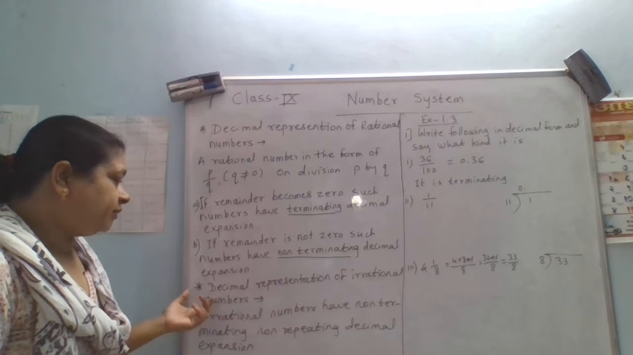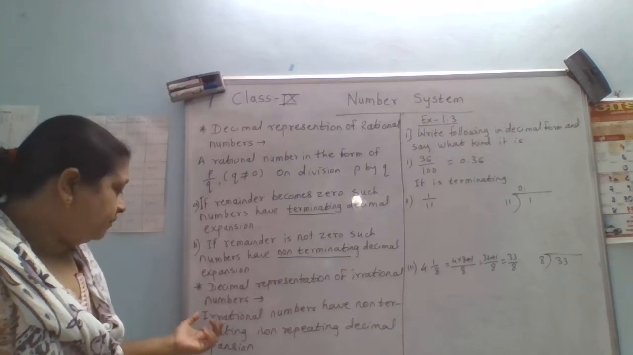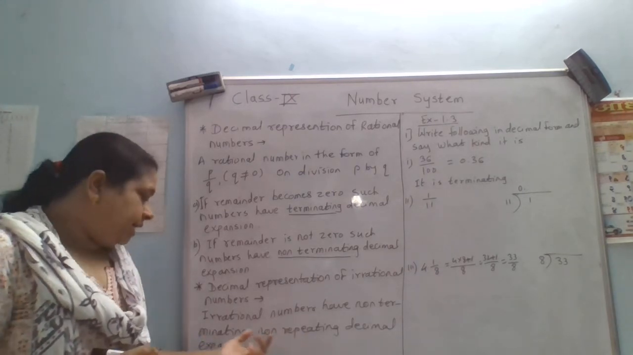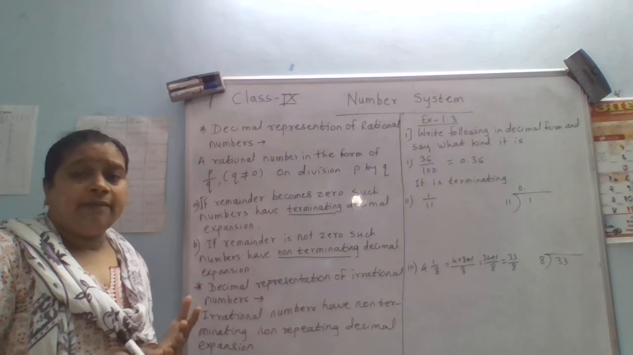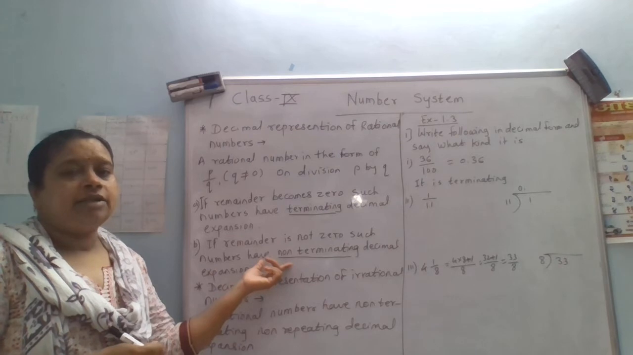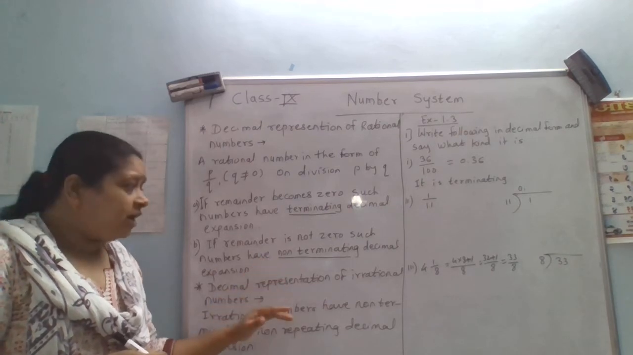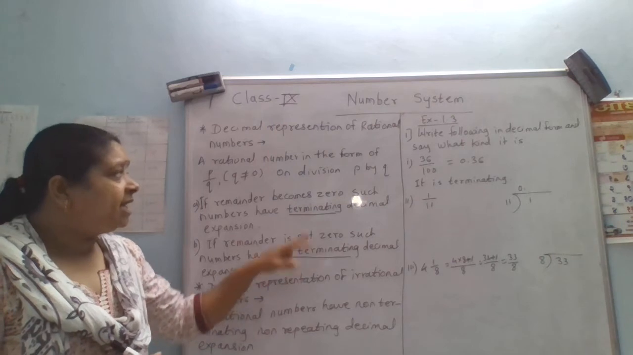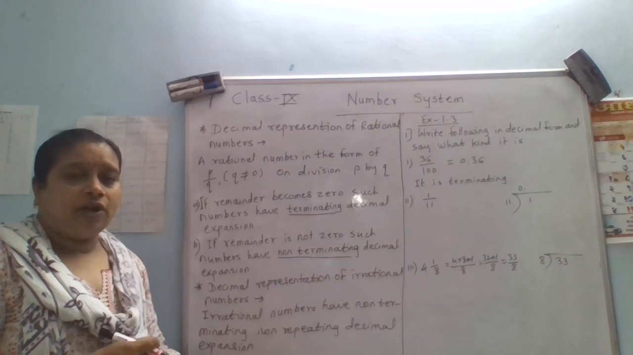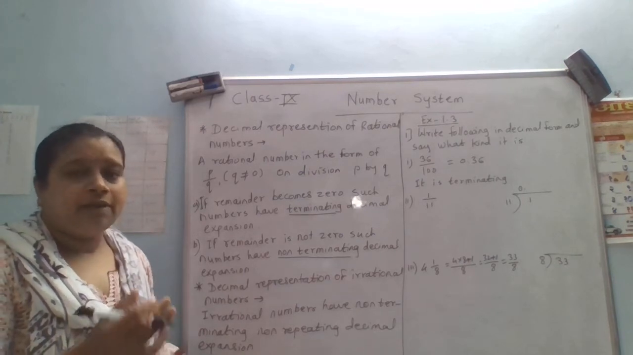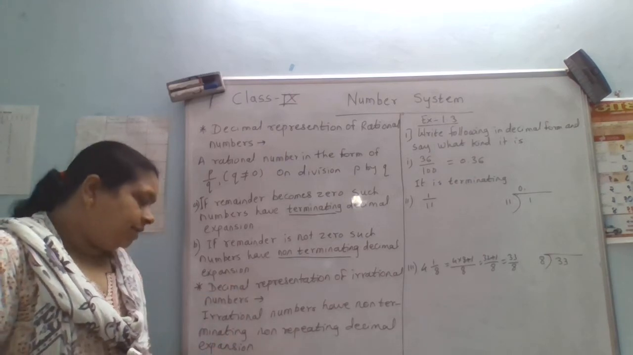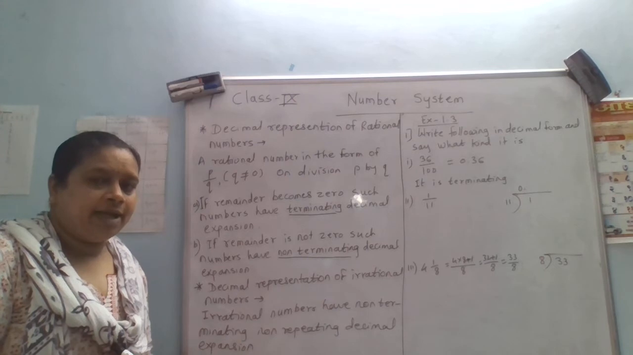Then what is the criteria for decimal expansion of irrational numbers? Irrational numbers have a non-terminating, non-repeating decimal expansion. What is a non-terminating decimal expansion? We have seen here, after division if the remainder is not 0, it is non-terminating, and that is the decimal expansion of a rational number. But in the case of an irrational number, if the remainder is not 0 and after the decimal the numbers are different, means the numbers are not repeating continuously, then the decimal expansion is non-terminating, non-repeating.